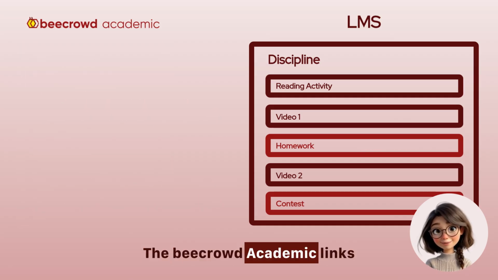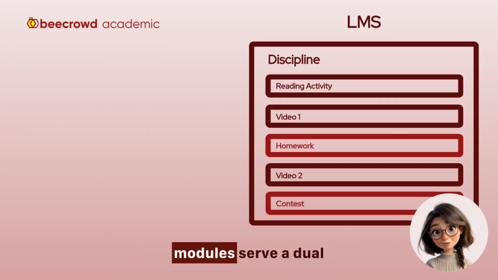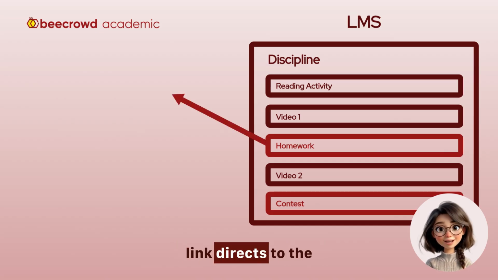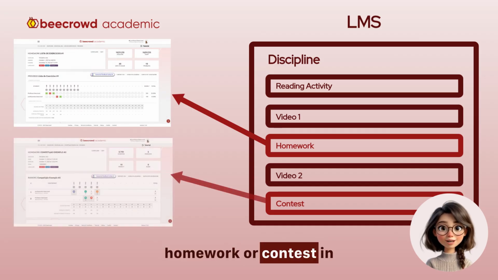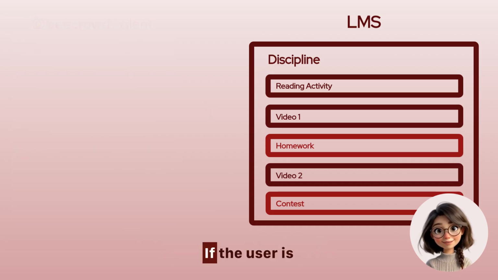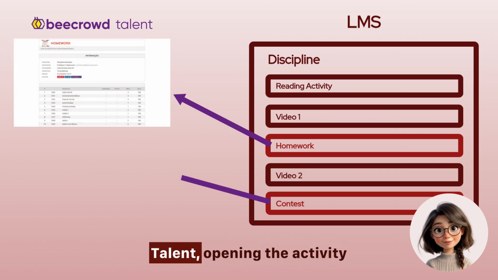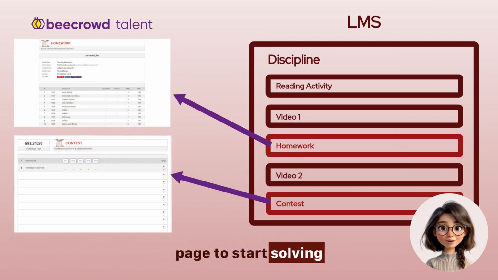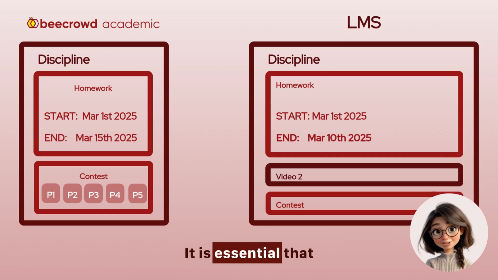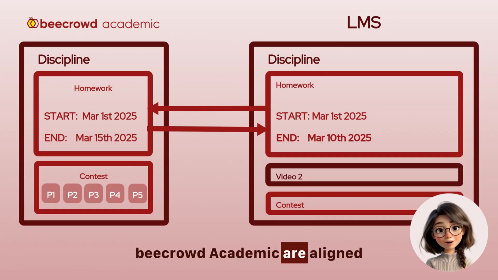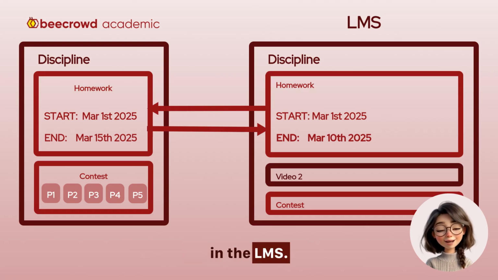The beecrowd academic links inserted into the LMS modules serve a dual purpose. If the user is a professor, the link directs to the progress page of the homework or contest in beecrowd academic. If the user is a student, the link takes directly to beecrowd talent, opening the activity page to start solving the challenges. It is essential that the start and end dates of activities in beecrowd academic are aligned with the dates set in the LMS.